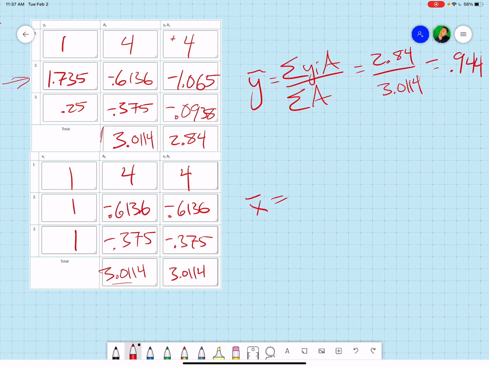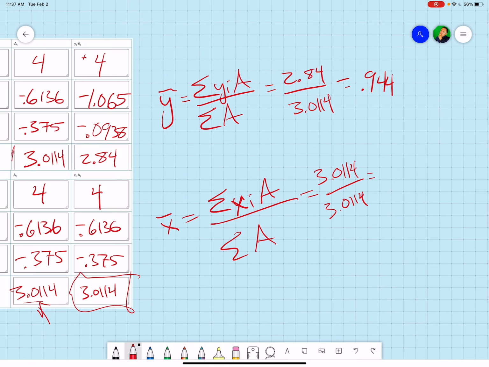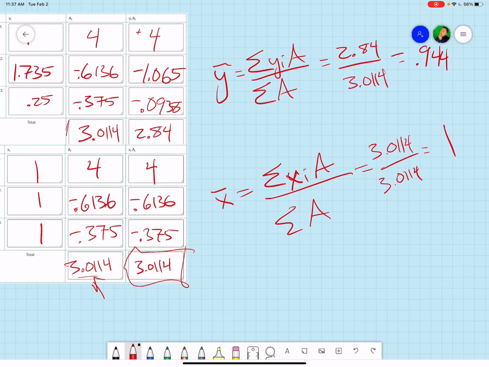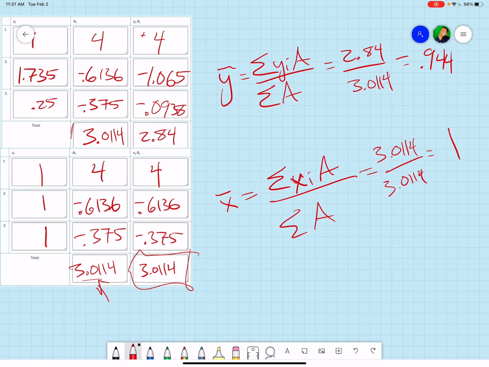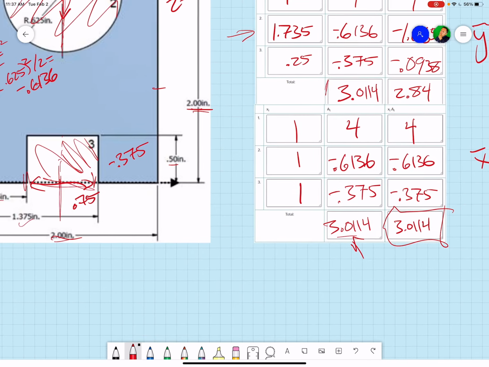Now, what about the X centroid? Well, that's going to be the sum of X times area, right there, divided by sum of the areas, right there. So we have 3.0114 divided by 3.0114, and we get 1. So if we do this value, where's the centroid location? It's going to be from the bottom left corner. It'll be over 1, up 0.944.